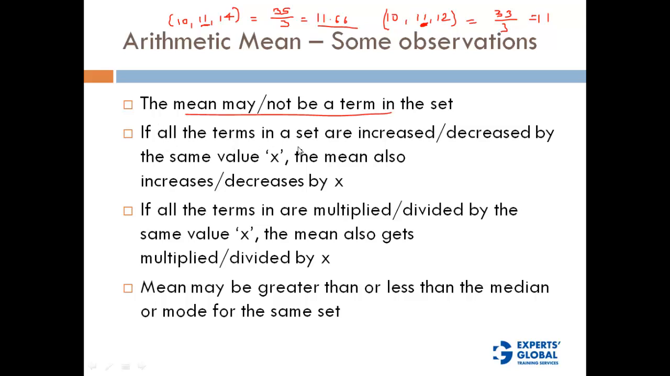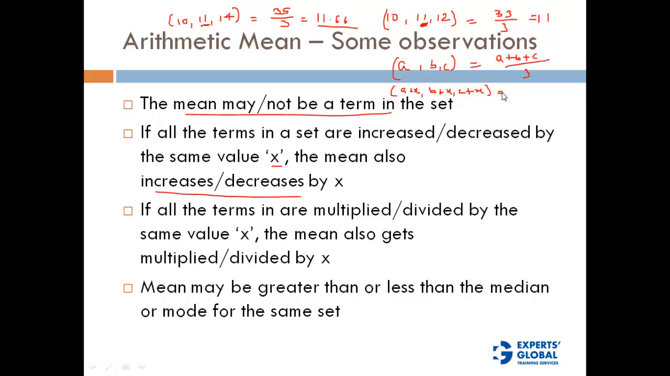If all the terms in a set are increased or decreased by the same value x, then the mean also increases or decreases by x. Now here, let's say we have A, B and C as three terms, and we add x to each term: A plus x, B plus x, C plus x. This is another set. What is going to be the mean of the original set? The mean is going to be A plus B plus C by 3.